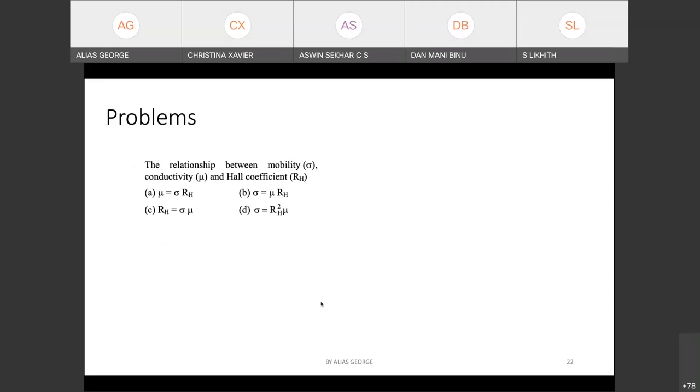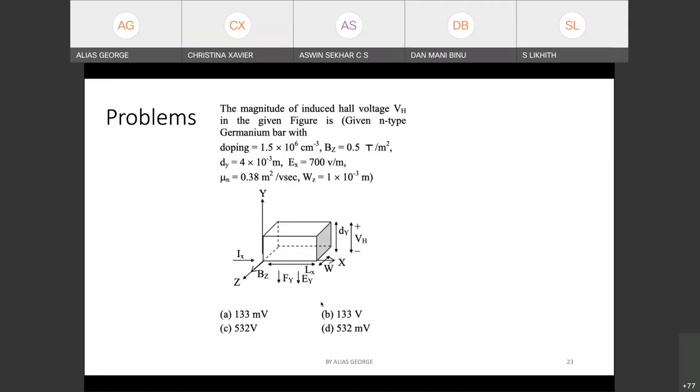What is the relation between mobility and conductivity? Dan, please answer this. Mobility and RH factor, right? RH is mobility by conductivity, right? Yes, mobility by conductivity. So mu by sigma, so mu into RH will be the answer. Can you please look at this question?